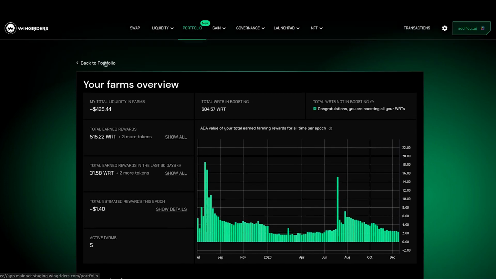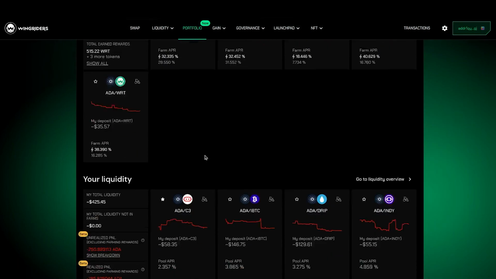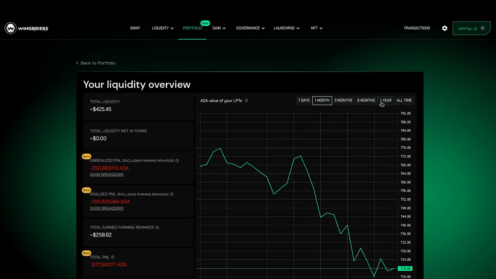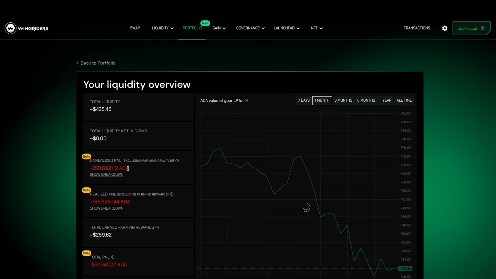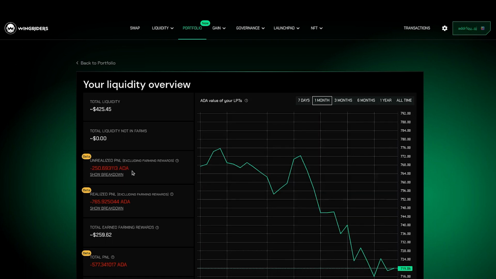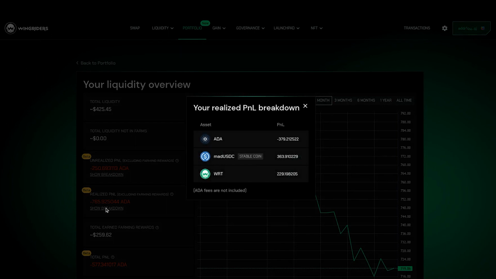To see detailed information about your liquidity positions, go to Liquidity Overview. Here, you will see the total value of your liquidity and the value of your liquidity that you haven't deposited into farms. To analyze your profit and loss, you can see your unrealized and realized P&L. The P&L from a constant product pool is calculated in ADA, and P&L from stable swap pools is calculated in dollars. You can also view a detailed breakdown of your P&L per each asset.